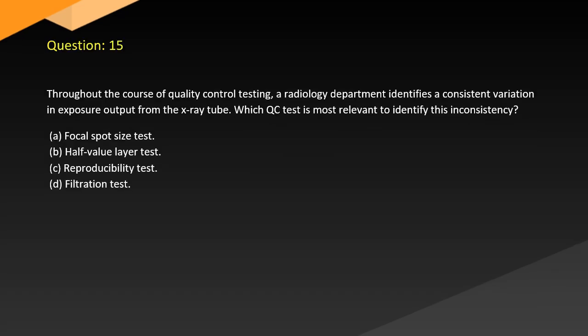Question 15. Throughout the course of quality control testing, a radiology department identifies a consistent variation in exposure output from the X-ray tube. Which QC test is most relevant to identify this inconsistency? A. Focal spot size test. B. Half-value layer test. C. Reproducibility test. D. Filtration test.